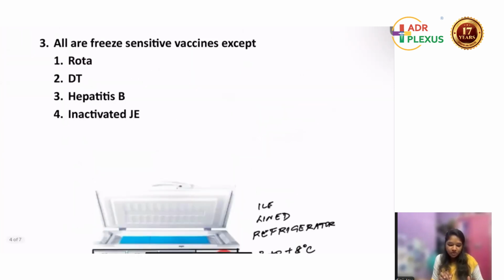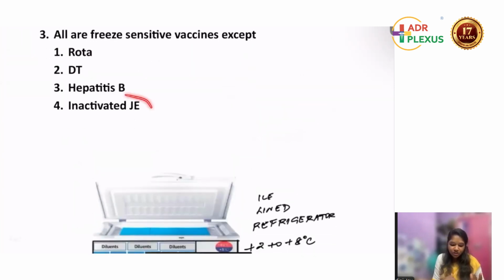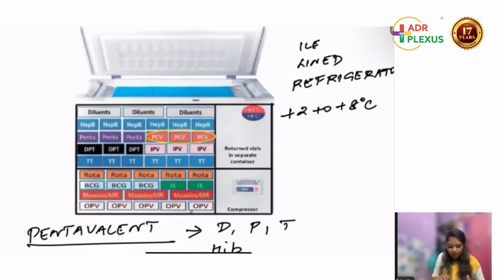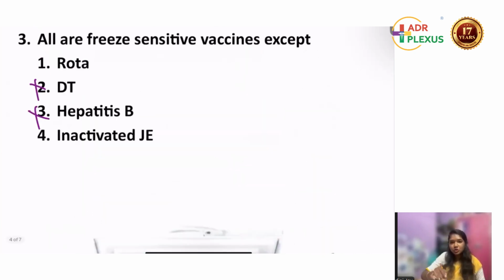So among the options given, if you want to select between JE and rota, hepatitis B and DT are surely ruled out, because I've told in the class anything which has T in it, you are not supposed to freeze it. So these two are freeze sensitive. Between rota and JE, if you see the arrangement of vaccine, JE is coming down, above which only is rota. Okay, rota directly you will not freeze it.